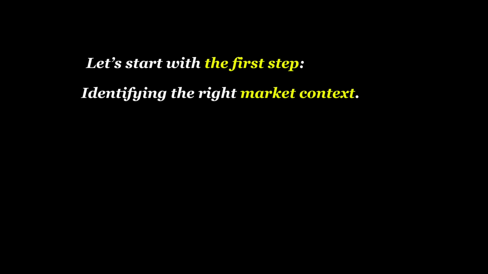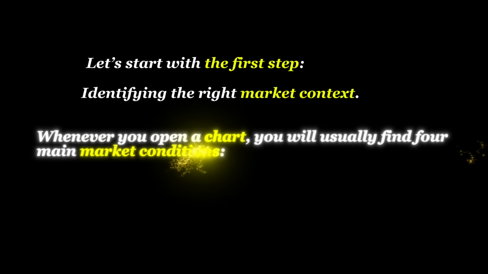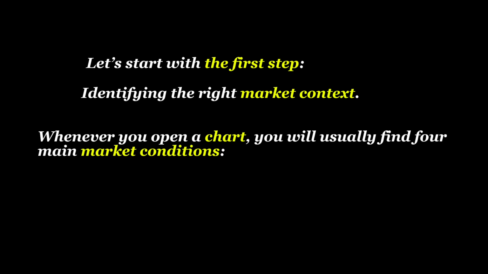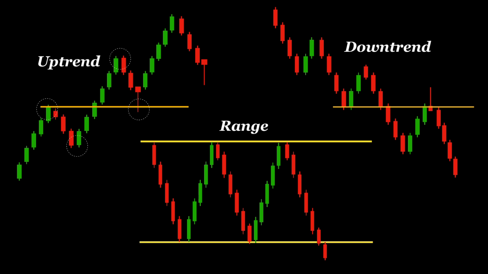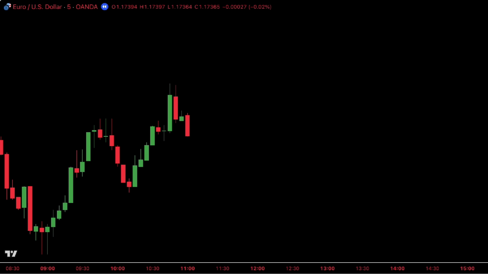Let's start with the first step, identifying the right market context. Whenever you open a chart, you will usually find 4 main market conditions: an uptrend, a downtrend, and a range. Each market condition requires a different approach, and that is exactly what you will learn step by step in this video. Let's begin with the uptrend.